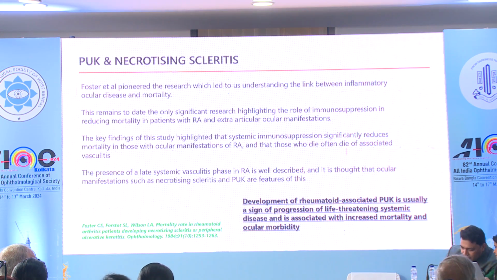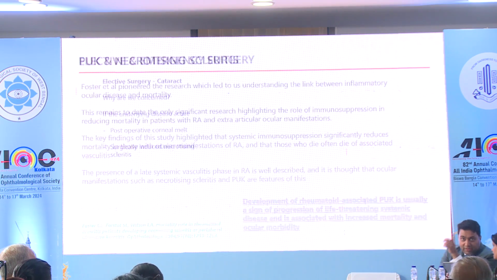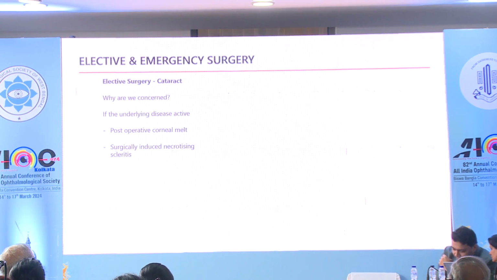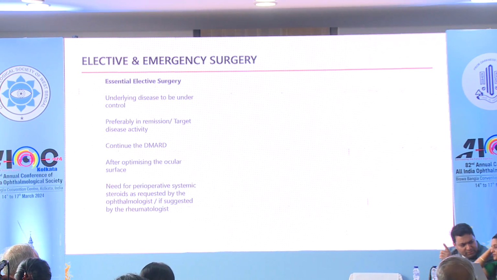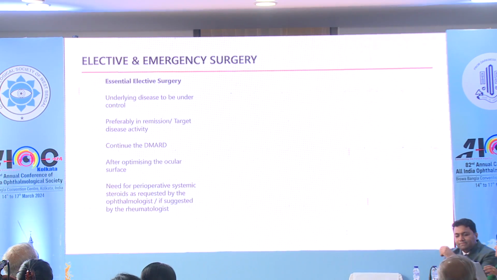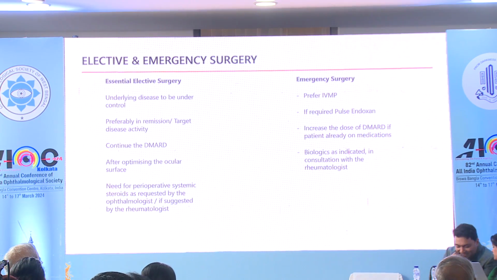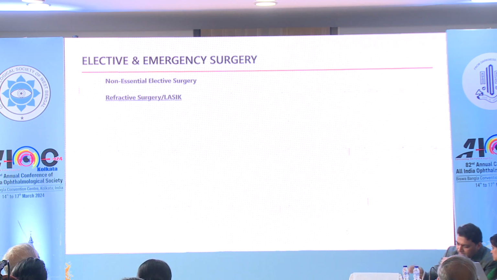So it's very important that you realize that you have a peripheral melt, you have to get in touch with your rheumatologist. Again, when you're looking at elective and emergency surgeries, we need to improve the ocular surface before we plan the surgeries. So you would want the disease to be under control, continue the DMARDs, you don't have to stop it. You might want to continue steroids in the perioperative period if the disease is not under control completely. Emergency surgery, obviously it will be an IVMP or a pulse endoxan and you continue with the surgery.